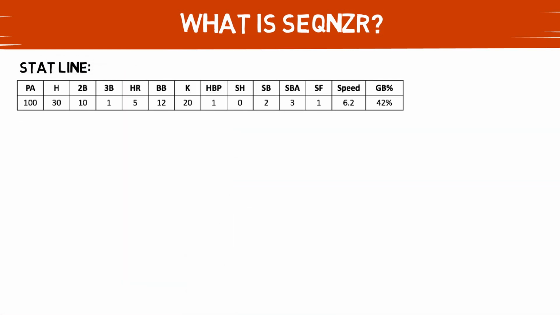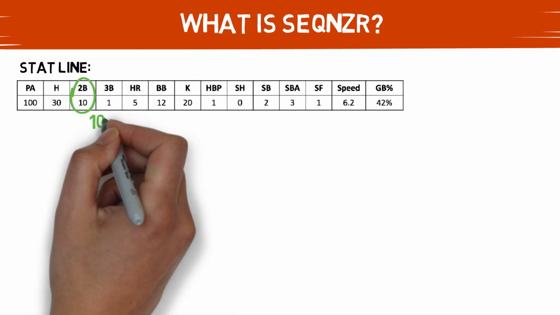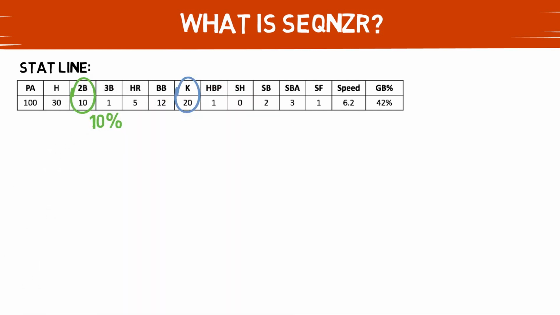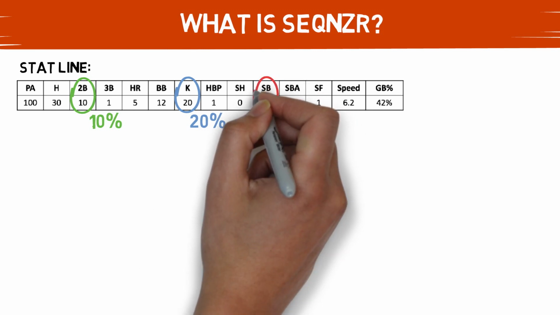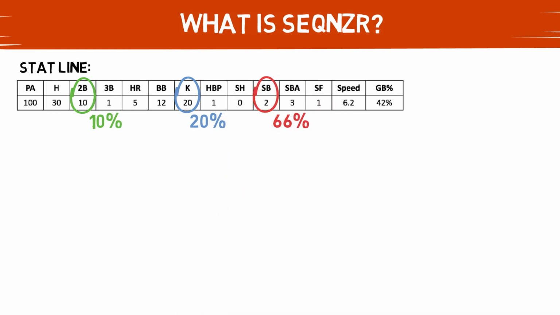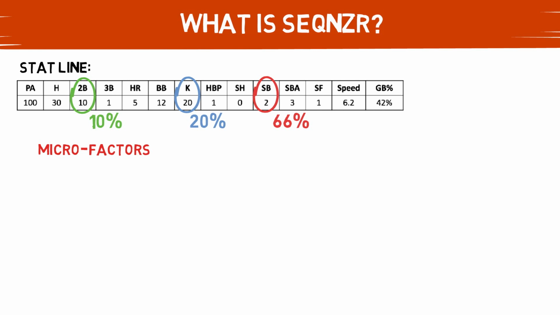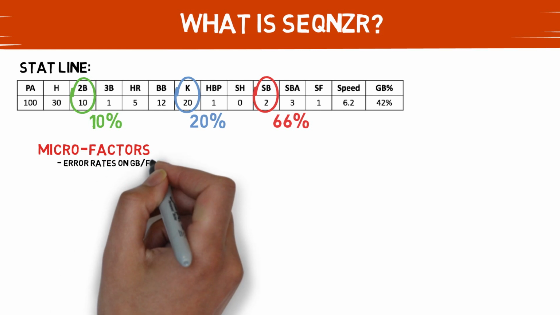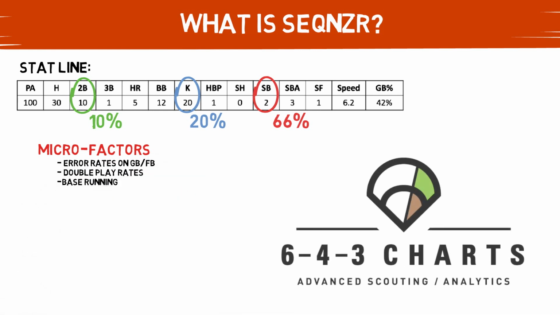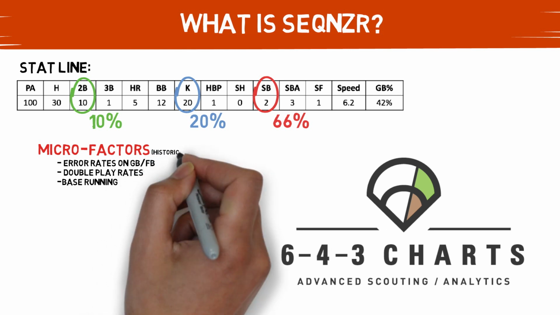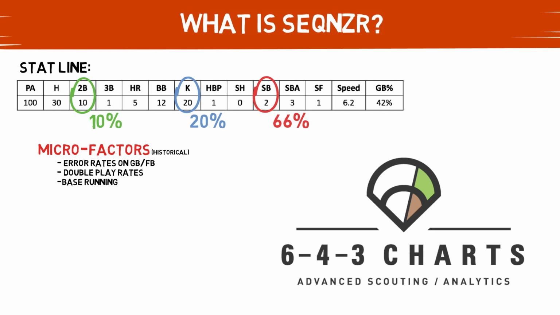Here is your typical hitter's stat line, and as you can see, this particular hitter will hit a double 10% of the time, strike out 20% of the time, and steal with a 66% success rate. In the background, Seqnzr will analyze those percentages in two ways. The first being our micro factors, which relies on historical data for your sport and level of play, utilizing play-by-play data from 643 charts to come up with average error rates on ground balls and fly balls, double play rates, and base running statistics. You can picture this as the historical information that helps keep your information accurate.